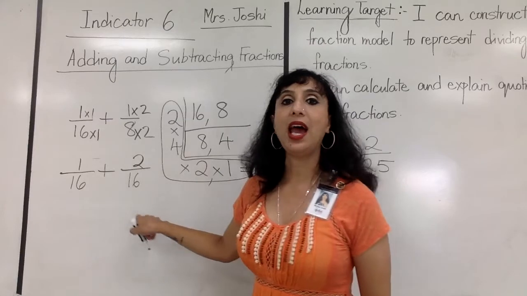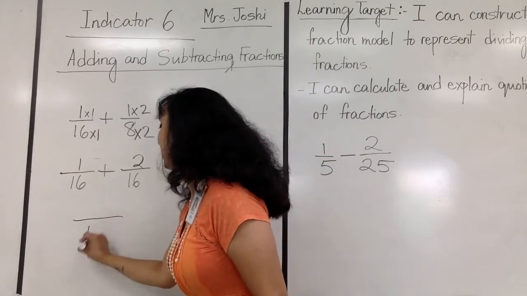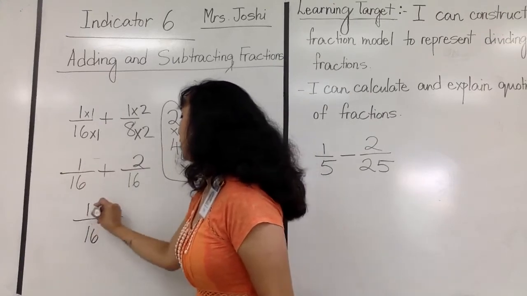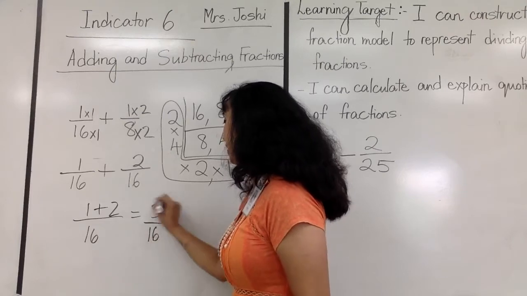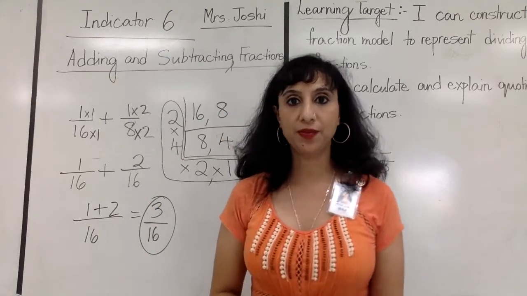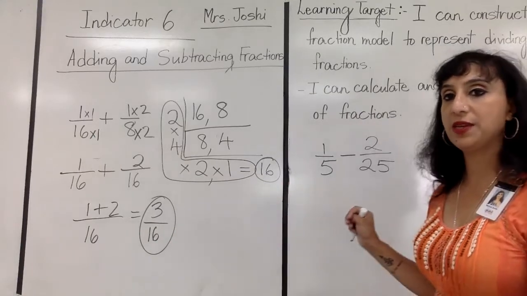And now, since I have exactly the same denominators, all I'm going to do is write 16 and 1 plus 2, which is going to give me 3/16 as my answer. Okay, so that is my sum of the fractions. Now let's do the difference.